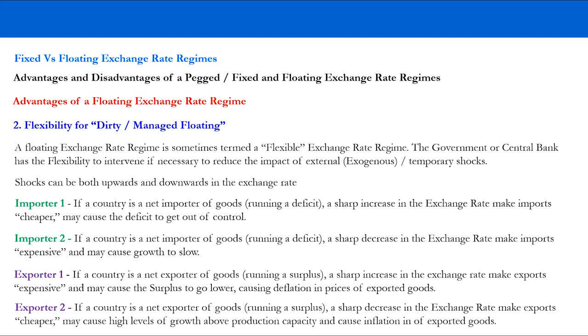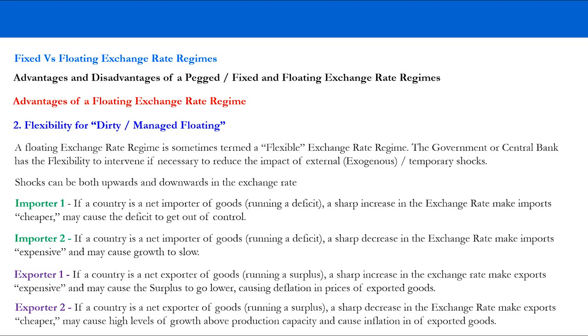So a floating exchange rate is sometimes called a flexible exchange rate regime, whereby the government or central bank has that flexibility to intervene if necessary. And they would do that really only if there are temporary shocks to the exchange rate regime. So, for example, exogenous shocks, so shocks that are outside the central authority's control. And these shocks can be both upwards and downwards in the exchange rate. So let's look at a couple of theoretical examples here to get a better understanding of what we mean.